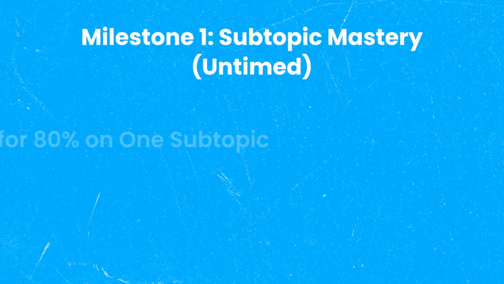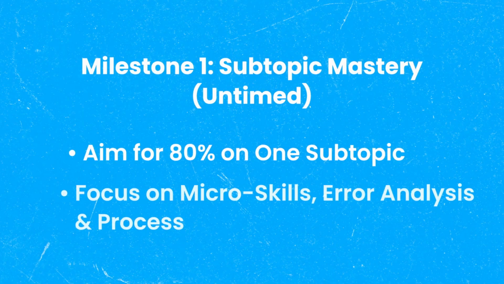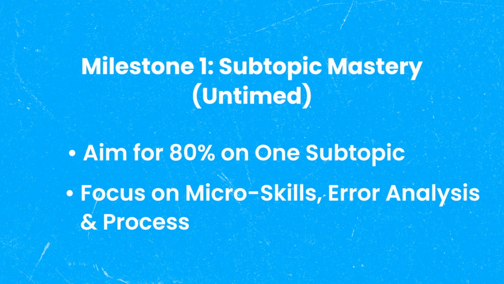So milestone 1 is subtopic mastery. This is going to be untimed. Your goal is to get 80% on one subtopic. Remember, I recommend coronary artery disease just to start, just because it's a topic that you can learn all the knowledge for in a relatively short period of time. While you're using this, I want you to focus on micro skills and error analysis so that you can build your process. Once you've done this and gotten 80% on 10 consecutive questions for one subtopic, now you want to do it for more.